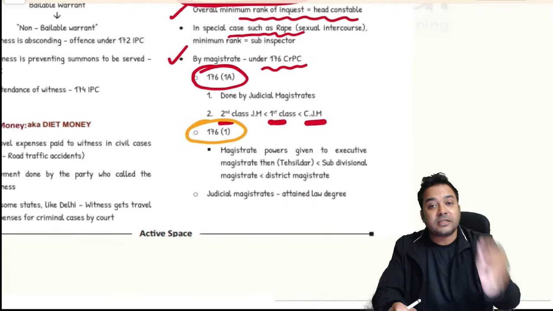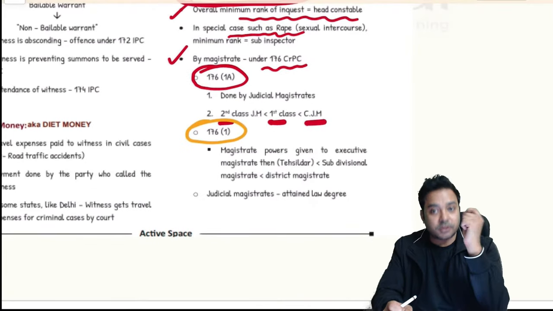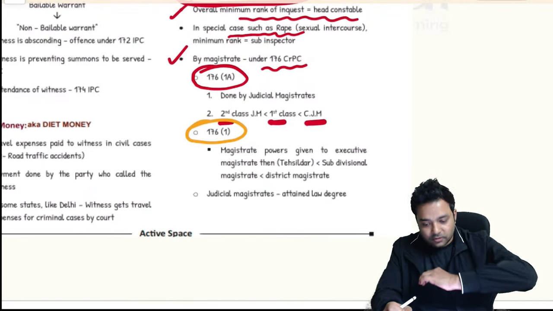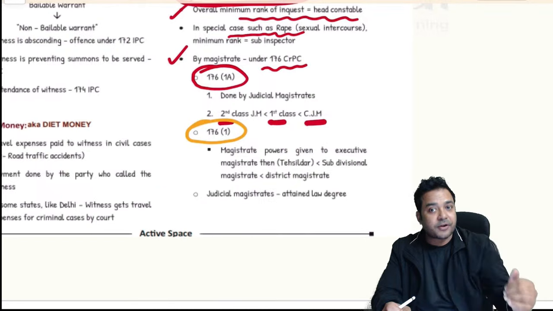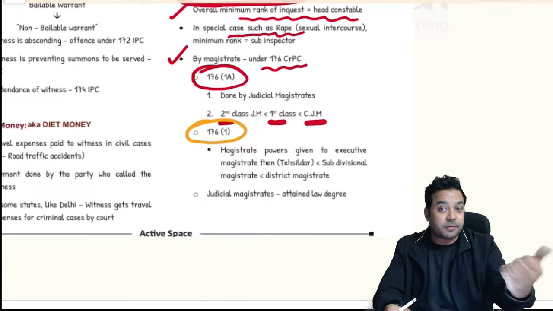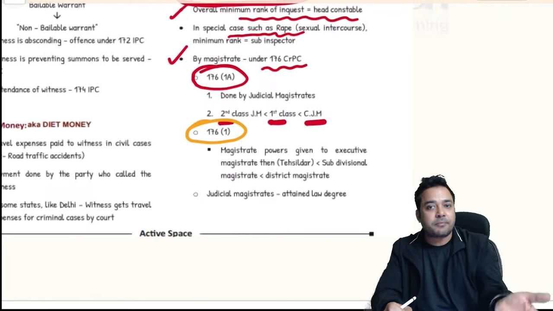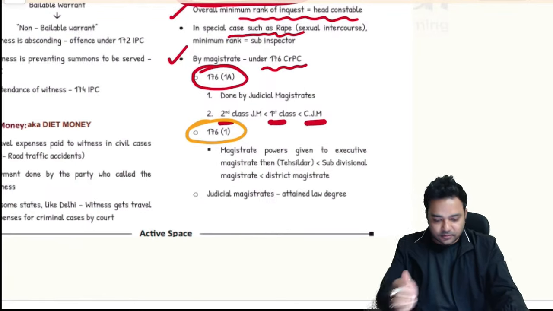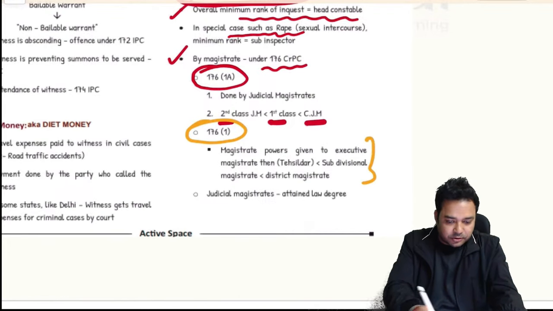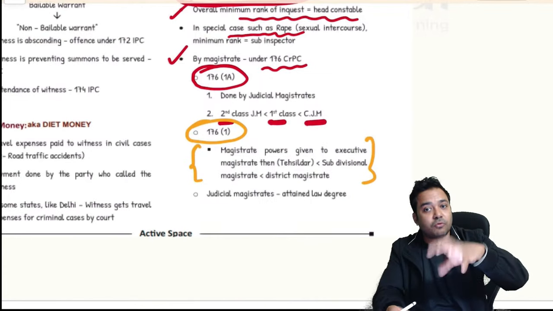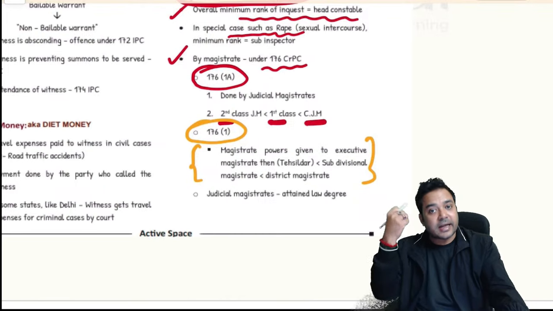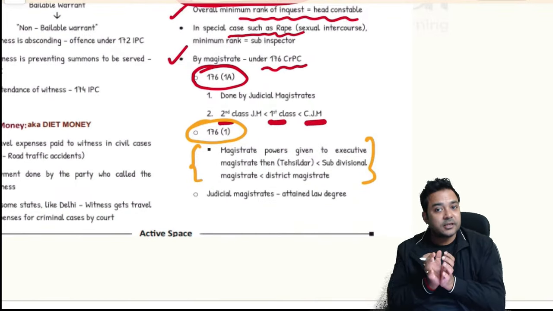Now, magisterial powers are given to certain people who clear civil services exams. So here the hierarchy is, at the lowest rank, you have executive magistrate, also called tahsildar, above which lies SDM, subdivisional magistrate, and on top you have district magistrate or district collector. Now, when and why have these magistrates been given the powers? Because judicial magistrates have their own courtroom procedures to cater to. So executive magistrates and SDMs share the workload.